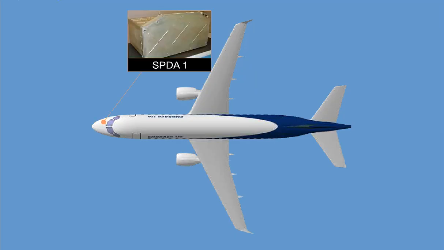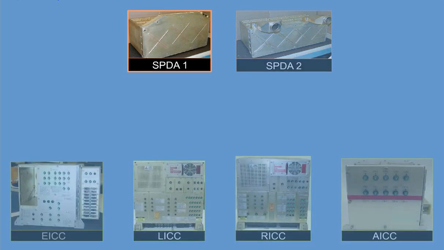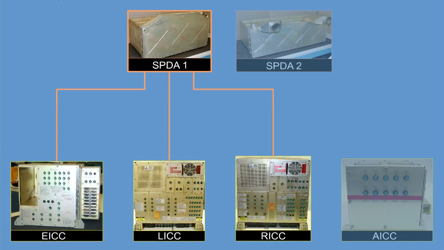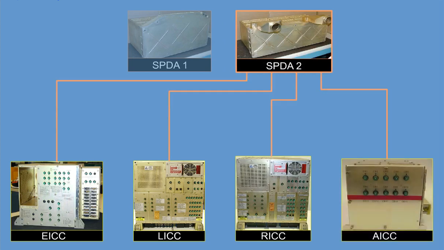Secondary Power Distribution Assembly, SPDA1, is located in the forward avionics bay, and SPDA2 is located in the mid avionics bay. In the DC distribution system, SPDA1 provides secondary power control and monitoring of 3 integrated control centers: left, right, and essential. And SPDA2 provides secondary power control and monitoring of all 4 ICCs.